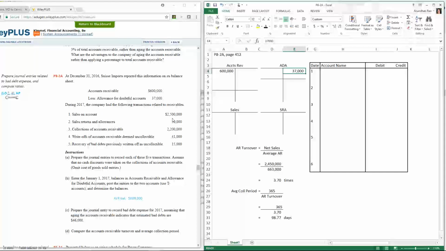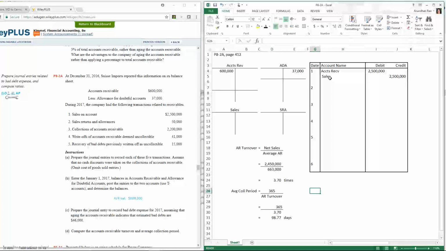My first transaction, sales on account, is a summary transaction, which means these sales took place throughout the year. We are doing just one journal entry. Fairly straightforward: accounts receivable debit, sales credit for 2.5 million. Our customers returned inventory worth $50,000. So I need to flip this journal entry, basically because the goods have come back to me and the customers obviously will not pay me that $50,000.